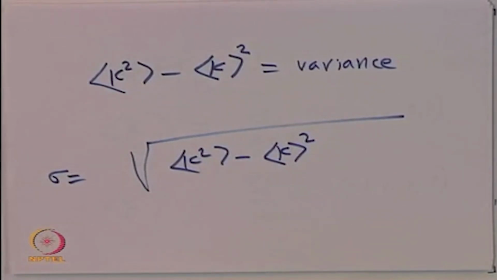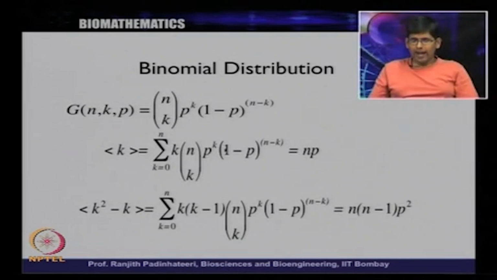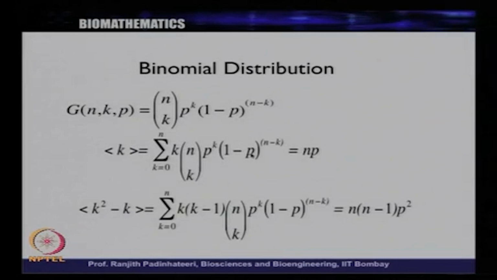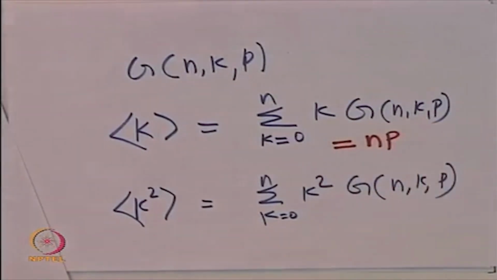Okay, so let us look at this example. The k average, so this is g n k, and the k average is k multiplied by this and summed over k, and it turns out that the answer is n p.